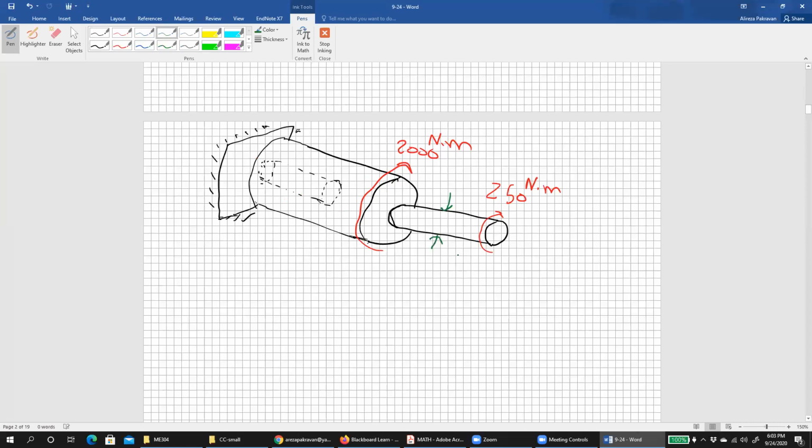This diameter is 30 millimeter. The diameter of this shaft is 60 millimeter. And the inner diameter of this part would be 44 millimeter, right?